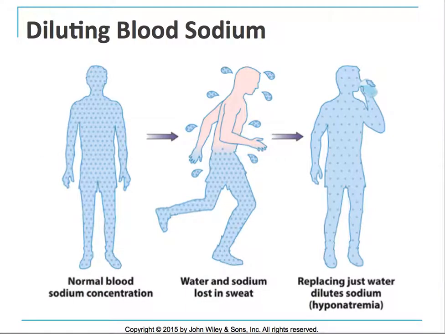So this diagram is from your book showing your normal blood sodium concentration on the left. Then as the person exercises and sweat is lost, that involves a loss of both water and sodium. You'll notice in the last picture, the concentration of sodium in the body is much lower than in the first example. So that person is drinking water and replenishing their body's stores of water and sodium.